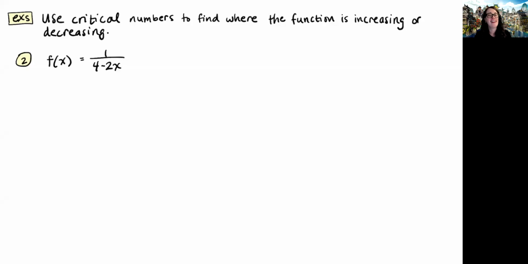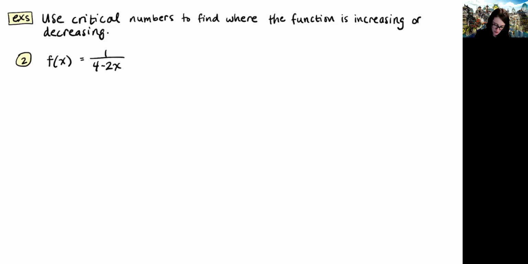Hello again. In example 2 here, we're going to do the same thing, but for a different kind of function. We're going to investigate what's going on with this function here, f of x equals 1 over 4 minus 2x. We're still just going to find whether the function's increasing or decreasing. And the process is going to be the same as in the previous example, just with different details, of course.